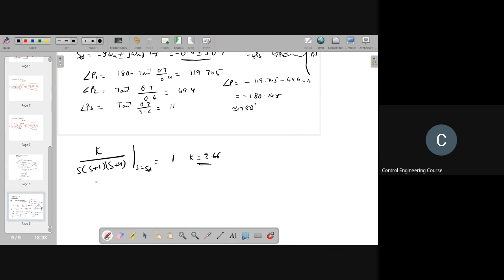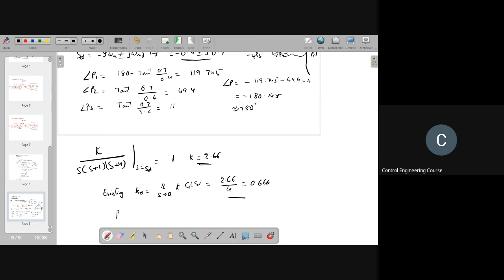Now with this controller K, what is the Kv? Kv is nothing but the existing Kv, which you need to calculate. Existing Kv is the limit as s tends to 0 of K into G of s, because the controller is a simple proportional control, and G of s is the given plant. So this will be 2.66 by 4, that is 0.66. So this is the existing Kv. But what we require is Kv greater than 5, right?